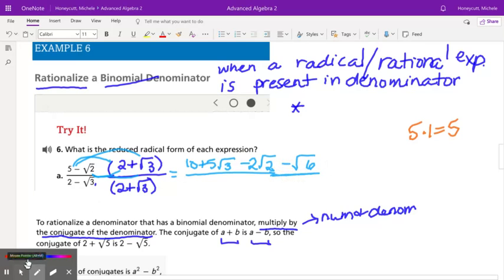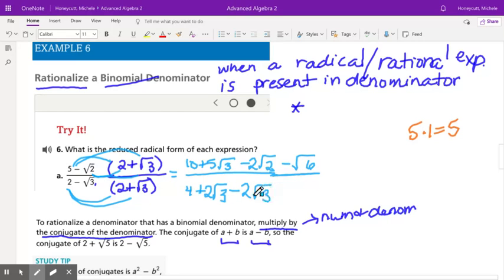But let's see what happens in the denominator. 2 times 2 is 4. 2 times the square root of 3 is plus 2 square root of 3. Negative square root of 3 times 2 is minus 2 square root of 3. And negative square root of 3 times the positive square root of 3 is minus the square root of 9. Take a step back and see what happened. Positive 2 square root of 3 minus 2 square root of 3, those cancel. And then the square root of 9 is really 3.